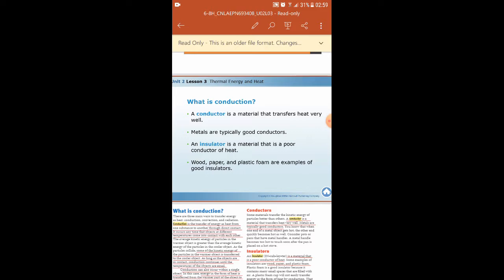Because electrons can move freely. This means they are good conductors for electricity. Here also, they are good conductors for thermal energy, because their atoms can move quickly, and this will move the thermal energy from one atom to the next, so they can transfer the thermal energy very well.